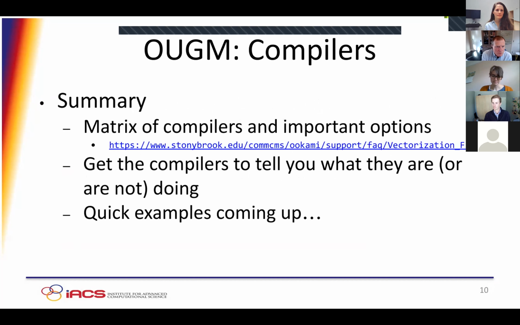So doing okay for time, I think. So, summary. There in the FAQ is a matrix of the compilers we have and the important options that help you get performance, or things that you should try to get performance. There are also flags for the various compilers that tell you what they're up to when they're compiling. So I'm going to have an example of this coming up in a moment.